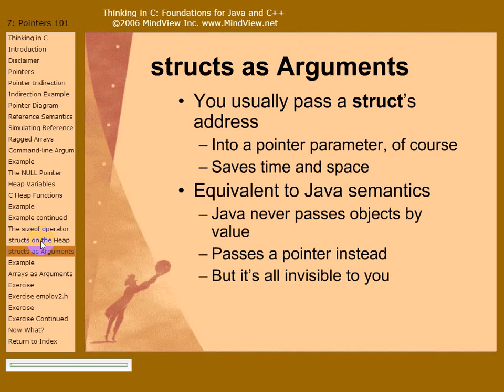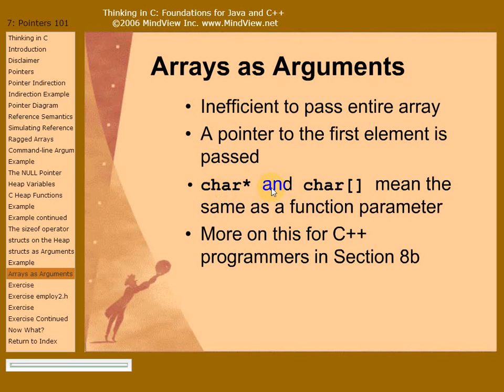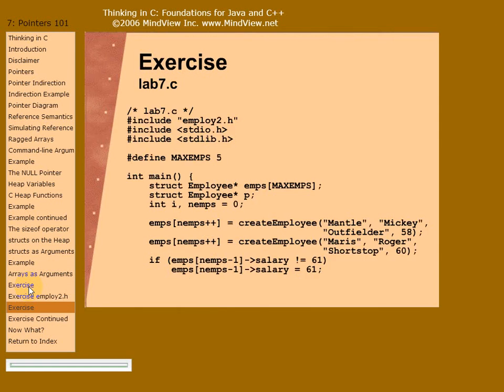Structs as arguments. Once again, with structs you usually want to pass an address. So here is where you will pass a structure: you say it's a pointer and you pass an address to it. And when arrays are arguments, you can do something like this. This basically means the same: char pointer and char array mean the same. That's what's most important. And okay, some exercises.